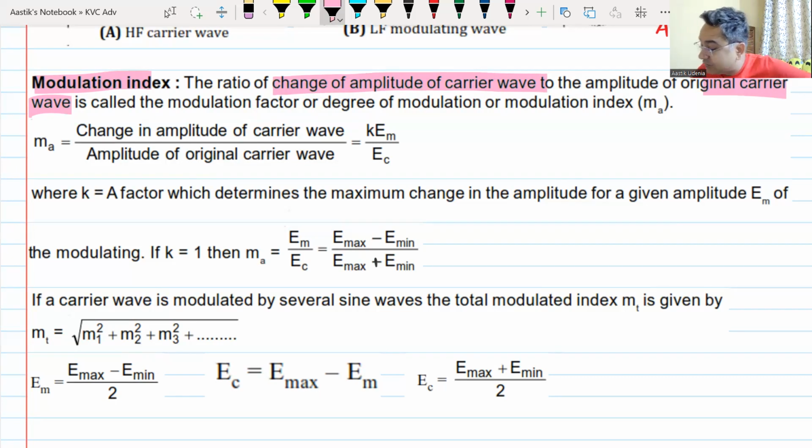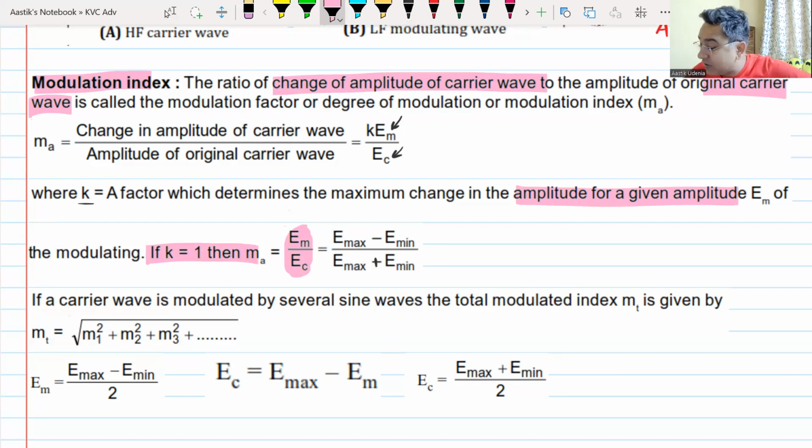Do we remember what this EM is and what this EC is here? EM is the message signal and EC is the carrier signal. K times M is the factor by which it changes. K is the factor which determines the maximum change in the amplitude. Do we understand this? If K is equal to 1, and normally it is kept at 1, then the modulation factor becomes EM by EC.